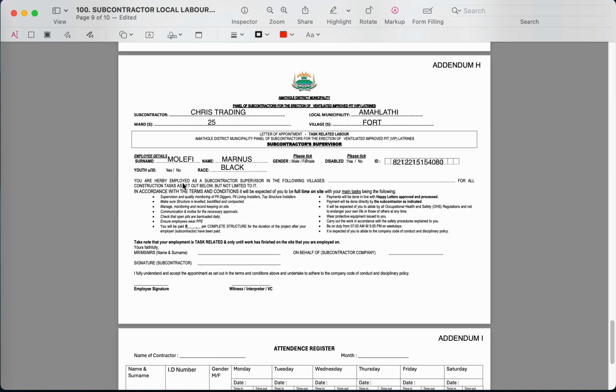And then you are hereby employed in the following villages. Don't forget, if you know the villages, you fill them in. If you don't know the villages as yet, you leave this part. Let's say Harare, just an example. And then you will need to show that per completed structure. Let's say for each and every completed structure, you will be paying Marnas 200 per structure.